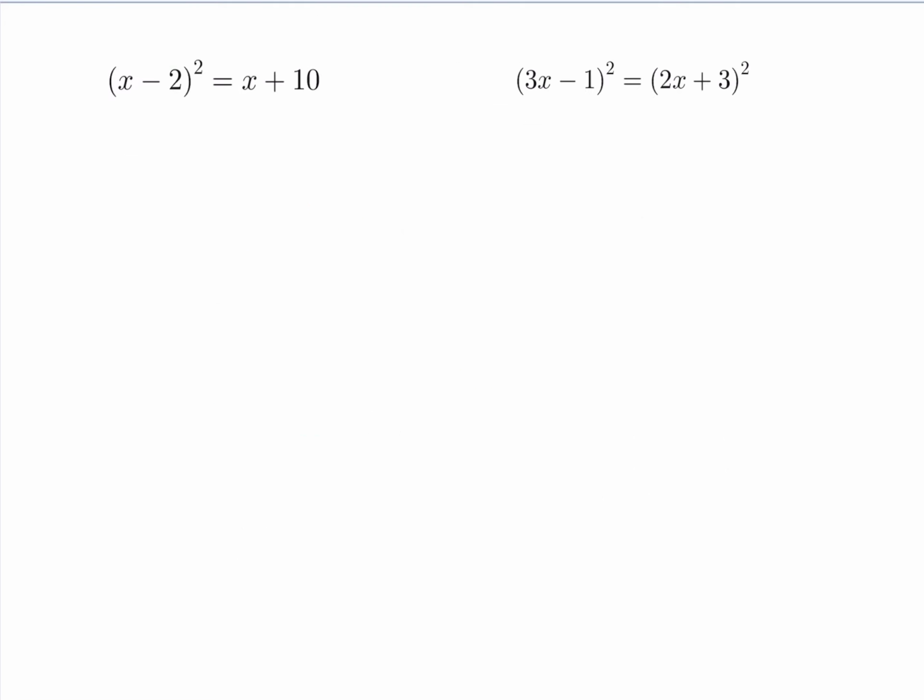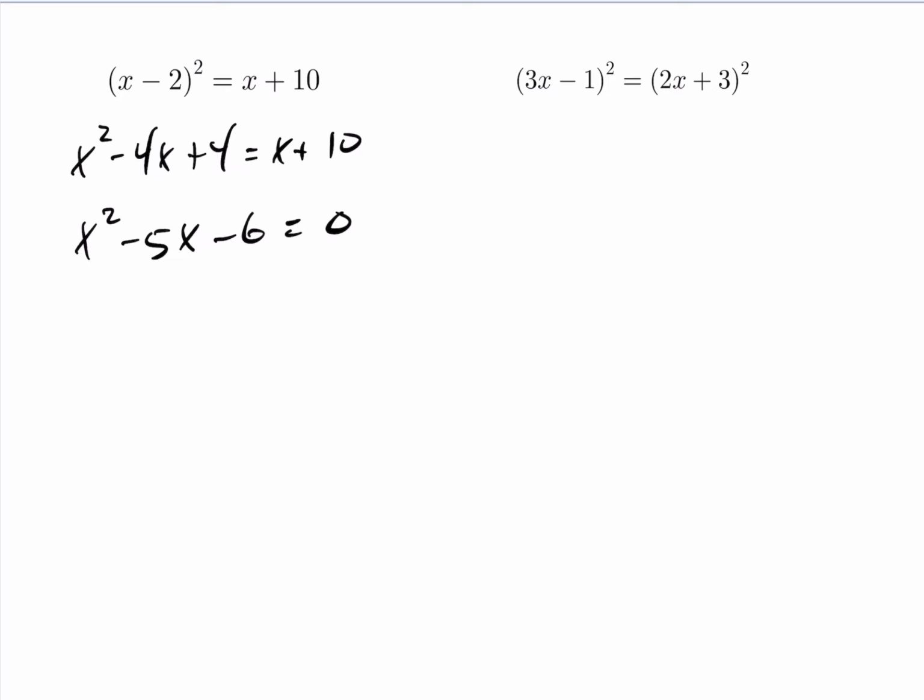So in the next example here, again, we have to clean this up before we decide how we're going to go about factoring this or using the quadratic equation. So I'm going to expand this out. I get x squared minus 4x plus 4. And bringing everything to one side, we get x squared minus 5x minus 6 equals 0.